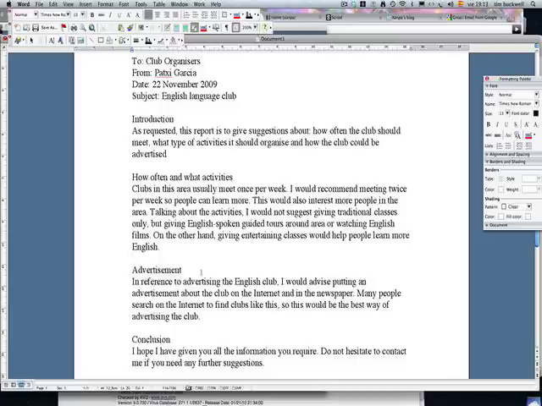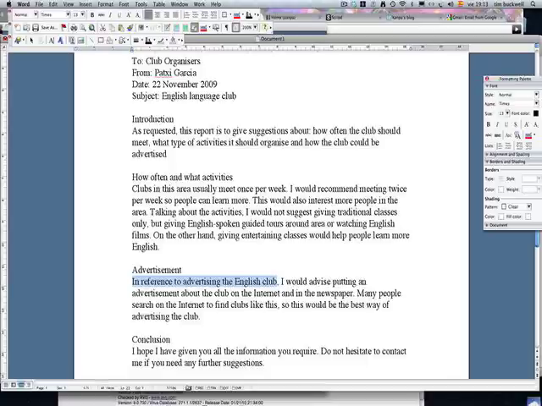Next we have the paragraph on advertisements. In reference to, again another linking word, linking expression. In reference to, regarding, with reference to. Advertising the club, I would advertise putting an advertisement about the club and on the internet and the newspaper. Here, this is serving as a topic introduction. It's not a topic sentence, but it's definitely a topic clause.